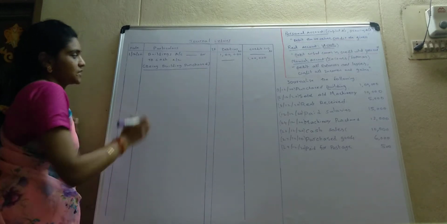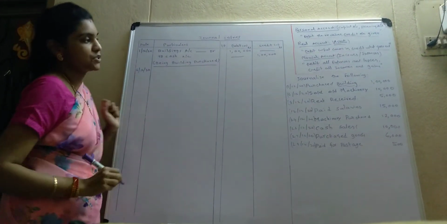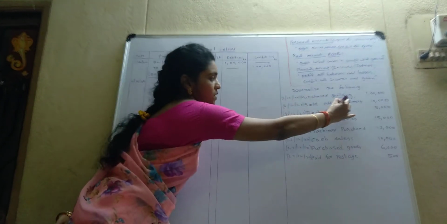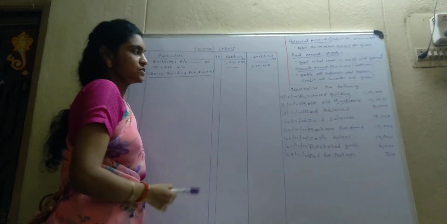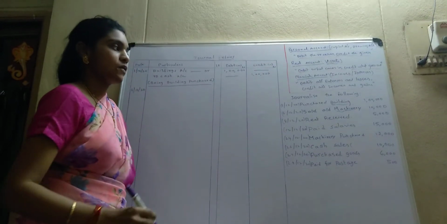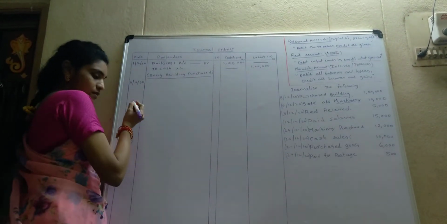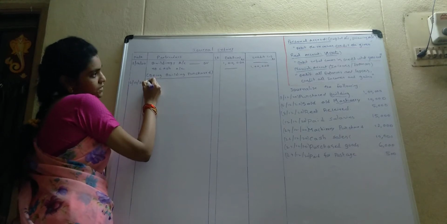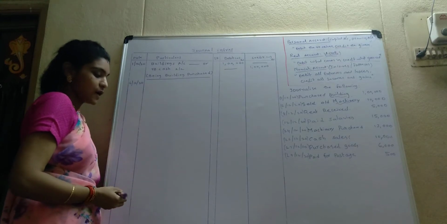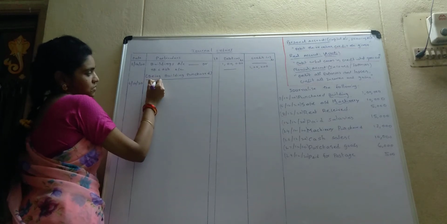And coming to the next transaction. Put date 6/12/20. What is the transaction? Sold old machinery. Which two accounts are affected? Machinery again belongs to which account? Assets means real account. And another account affected is cash. Okay? Machinery, real account. What is the rule? Debit what comes in, credit what goes out. Now what comes in? Cash.